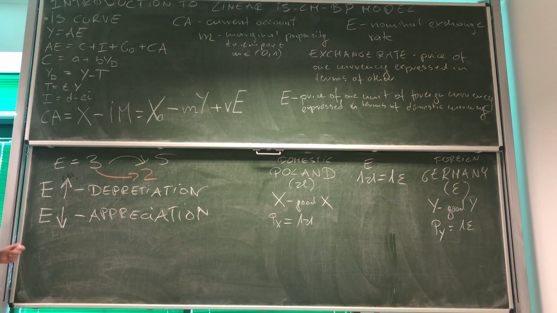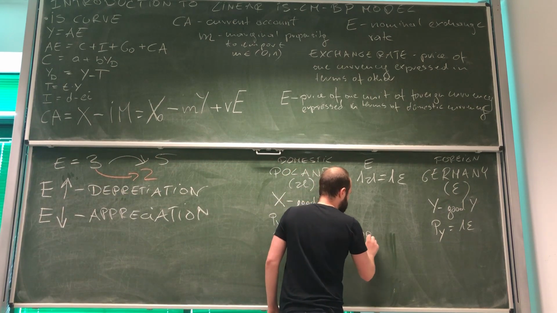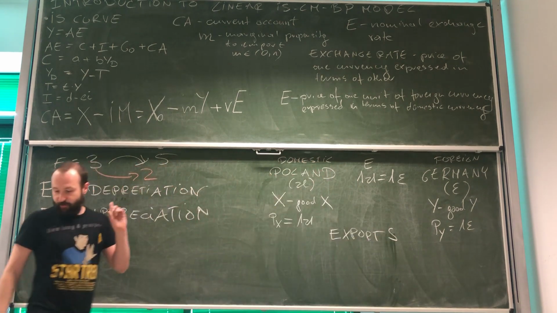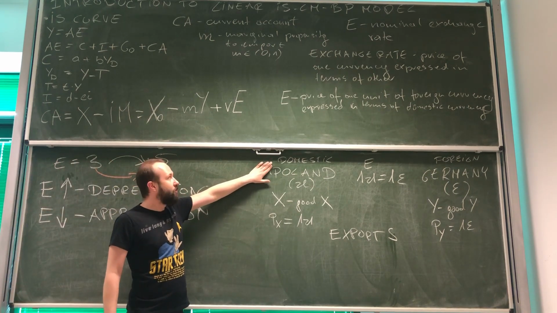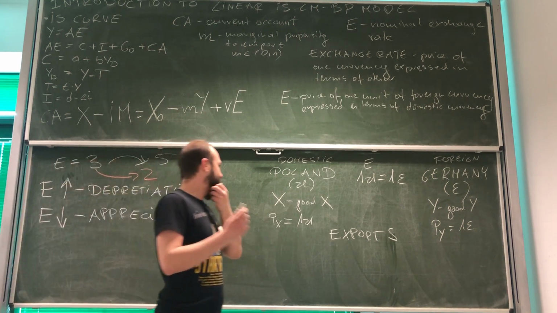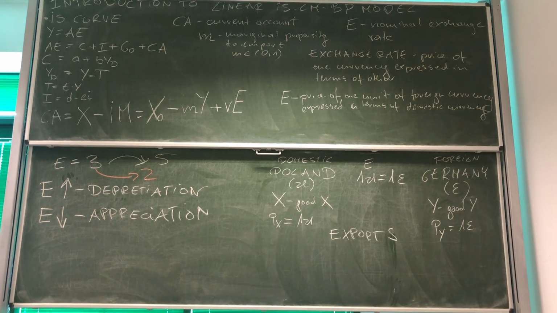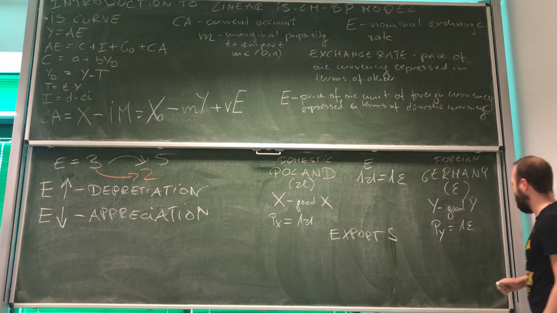Okay, how do exports work in this situation? Look, please remember one thing. We take the standpoint of Poland. So, this is the set of equations that describes what happens in Poland. However, how does this entire process look here? Imagine a very simple thing. Person from Germany wants to purchase good X in Poland. How does it happen?